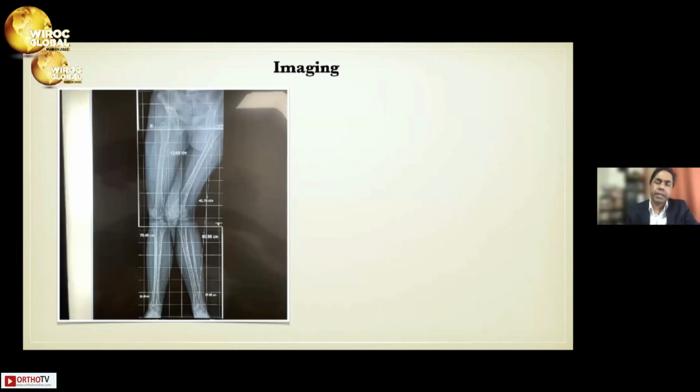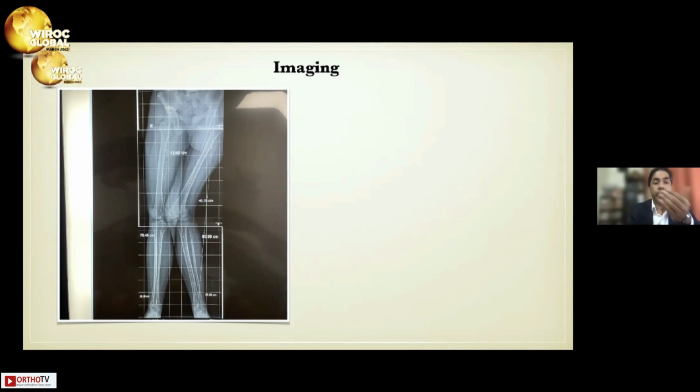Whenever the patient comes to us with a genu valgus deformity, we send him for the X-ray. What we order is a full length X-ray extending from the ASIS to the ankle joint, AP standing view and the lateral view. This is what the radiologist has done.